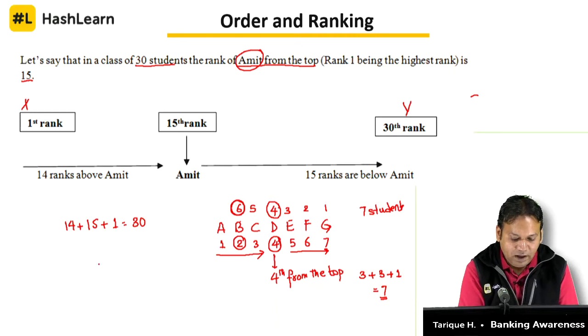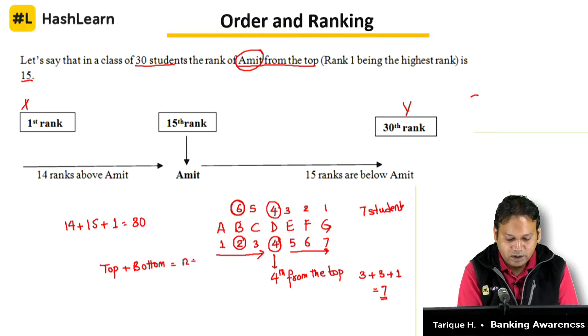If you see, when you add the rank from top plus the rank from bottom, it's equal to n plus 1, where n is the total number of ranks.